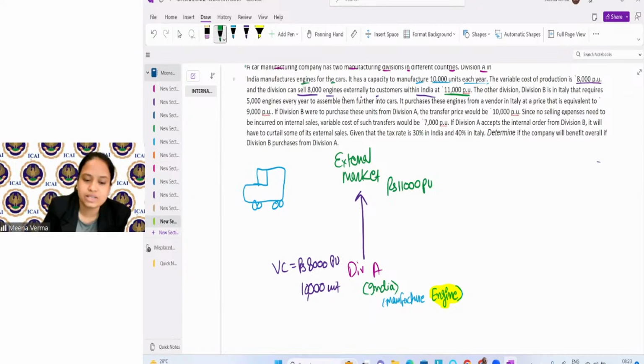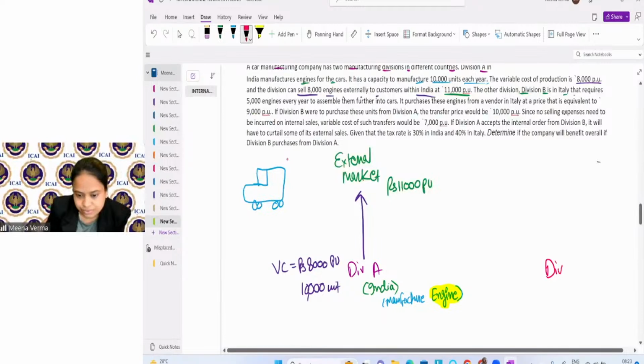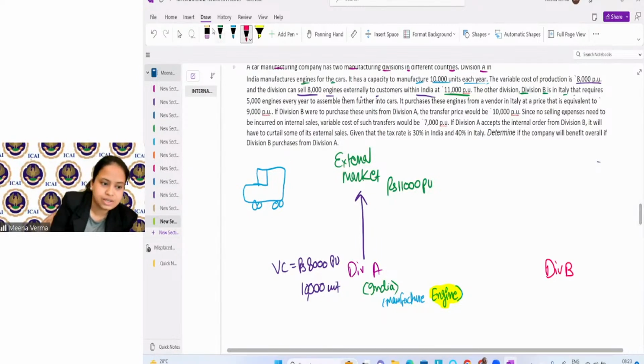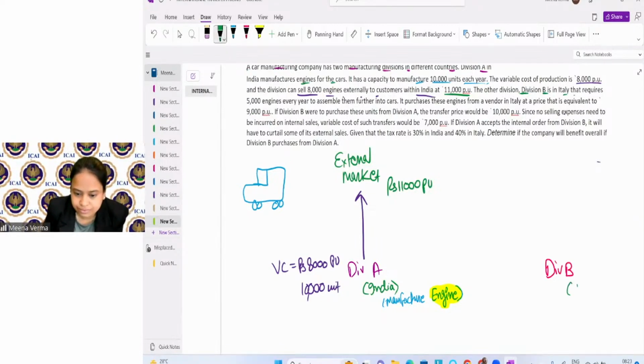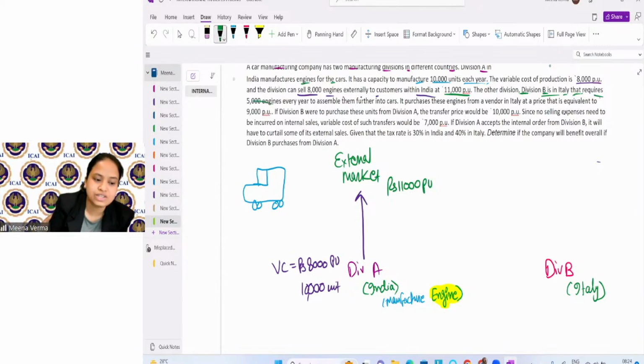Next, division B is in Italy. The other division is in Italy. Division B is in Italy, and it requires 5,000 engines every year to assemble them into cars.